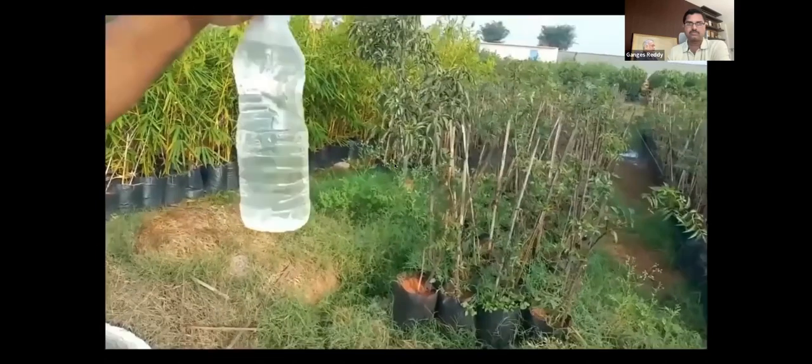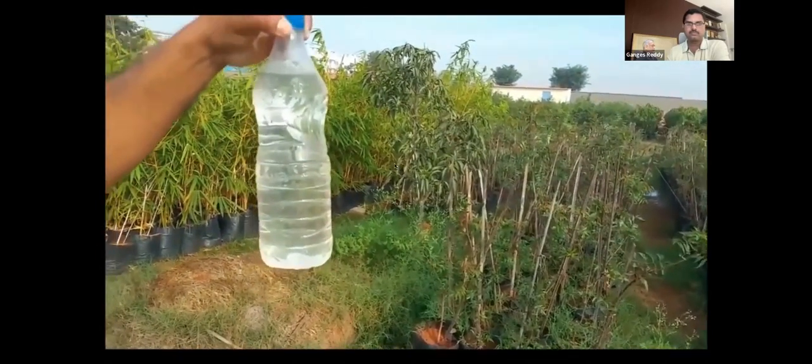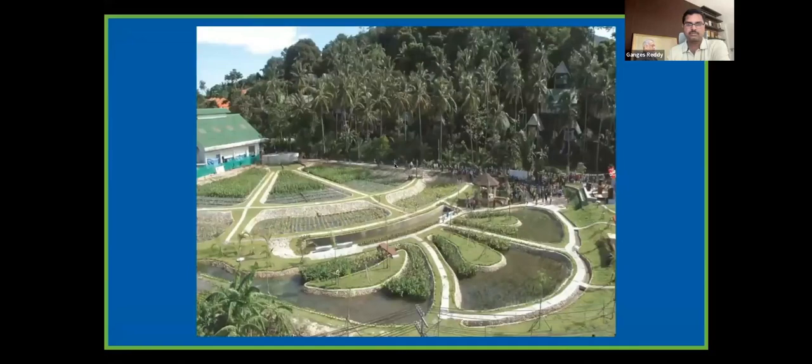And you can see the output quality of water. It's odor-free, color-free. It meets the PCB norms any day. The BOD levels are way below 30s and COD are below 100. In this system, we have never used any chemicals. There is no mechanical equipment present and you don't need any technical people here.